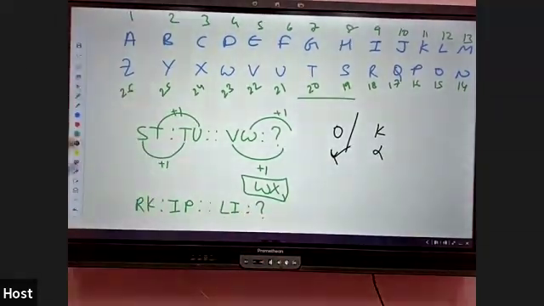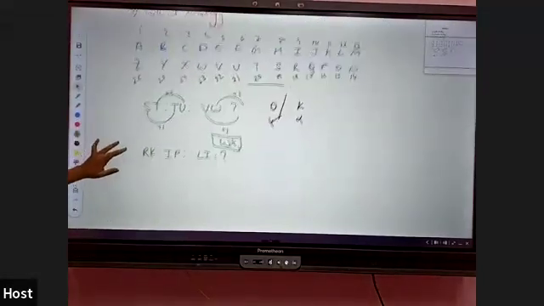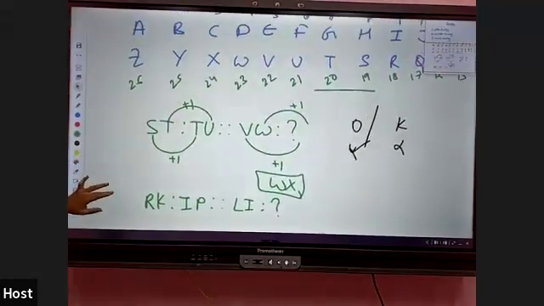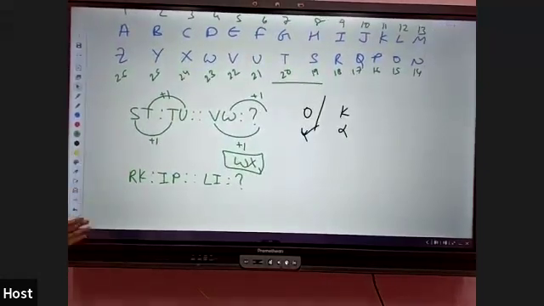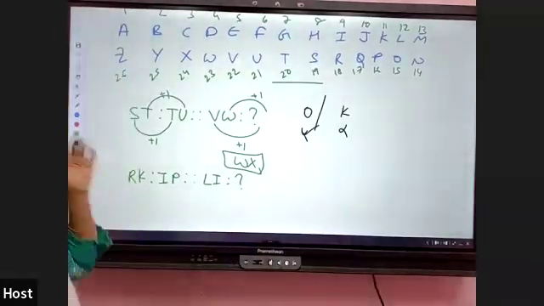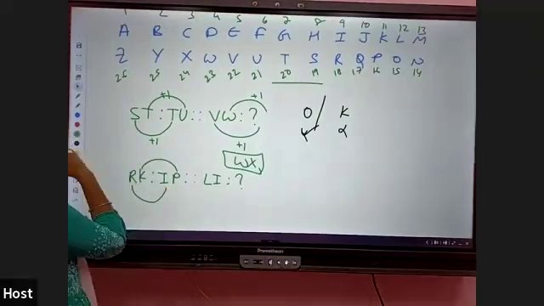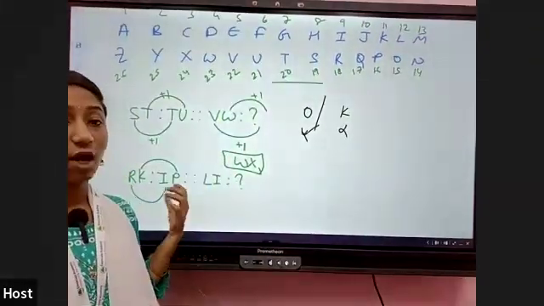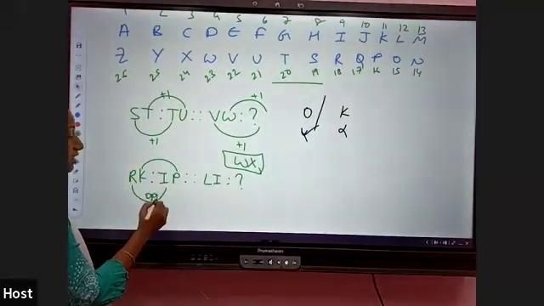This is the given question. R and K are given. RK is to IP. Let us see the theme of the first letters and second letters. R and I: what is the relation between R and I? The opposite letter of R is I. So here the opposite letter theme is taken.